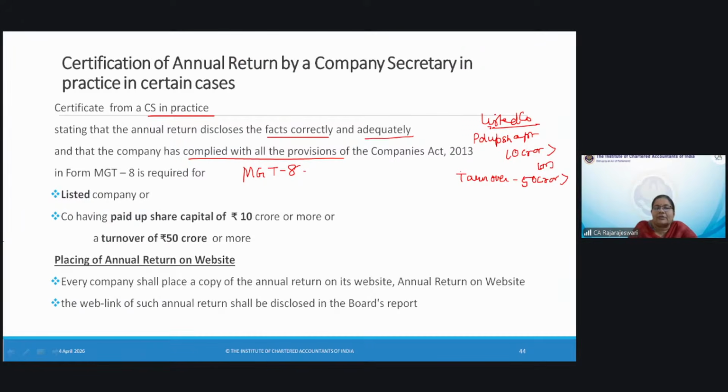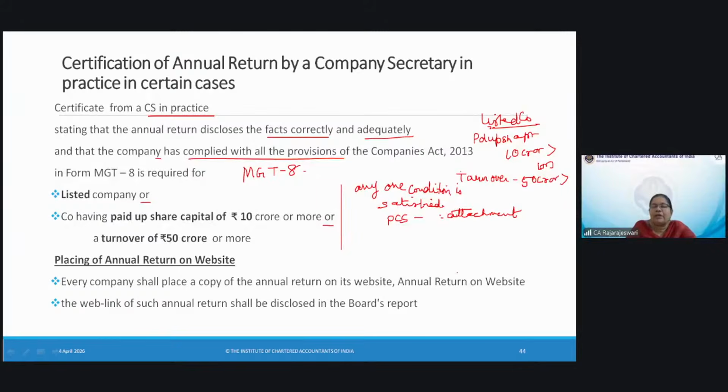It is "or". See, the Act is saying that it is "or". So if any one of the conditions is satisfied, then you have to file this. Out of these, if any one condition is satisfied, then the company has to file it in MGT 8 after getting the certificate from a CS in practice. The practicing company secretary will issue the certificate that the company has complied with all the requirements of the Companies Act 2013, and that should be given as an attachment.